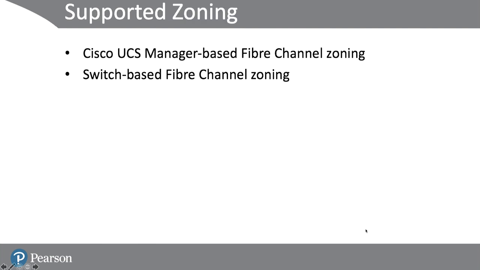Now, there are two types of zoning that are supported. You can configure zoning using the UCS Manager-based Fibre Channel zoning, and you can configure it on the switches using the MDS 9000 or the Nexus 5500 switches. Now let's jump on to the Cisco UCS Manager to see how to configure Fibre Channel zoning.